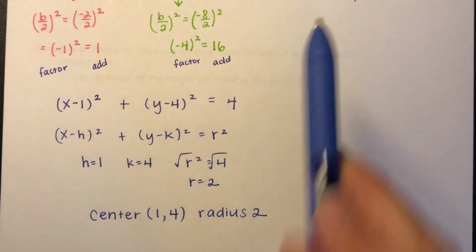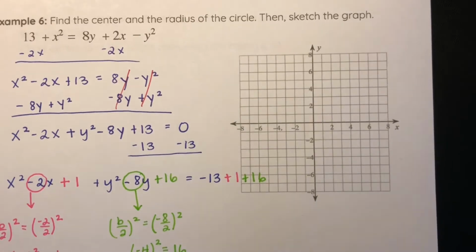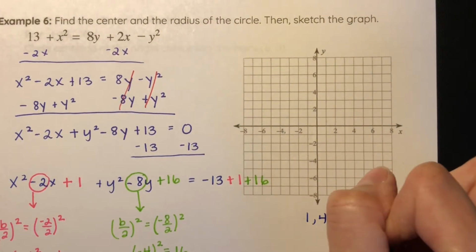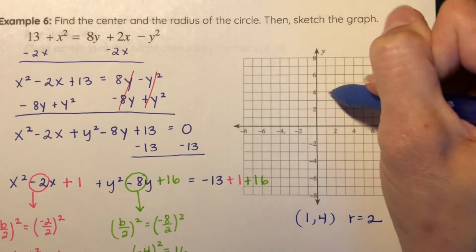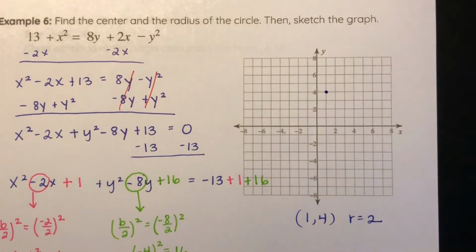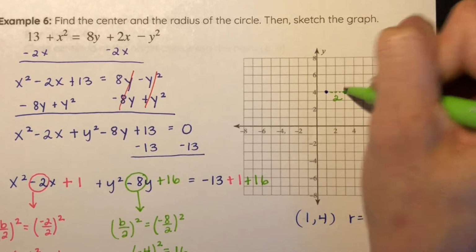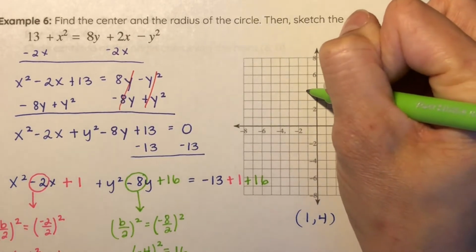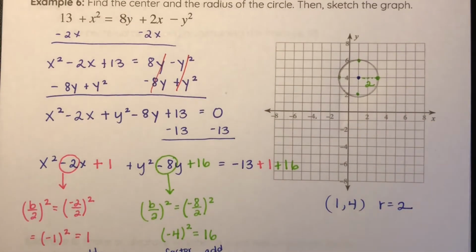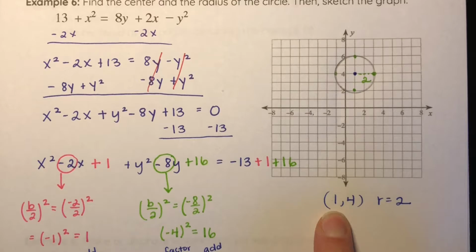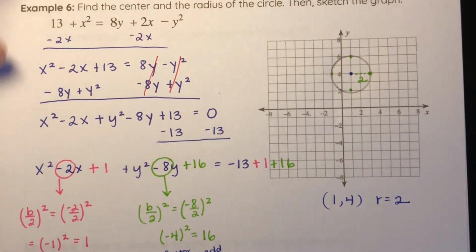So I can go ahead and take that back up to my coordinate plane. The center is (1, 4), radius is 2, so (1, 4), and then I'll go out 2 units in every direction. So 2 units here, 2 units up, 2 units left, and 2 units down. All right, so that will be my answer. (1, 4) is my center, my radius is 2, and here is my graph.